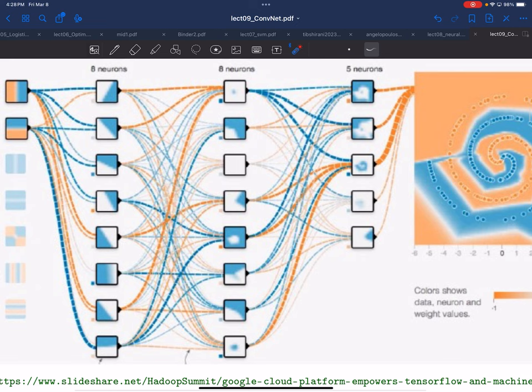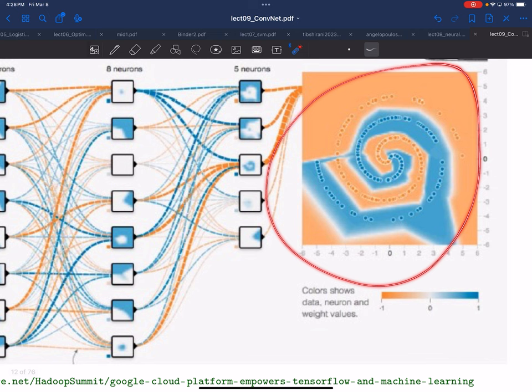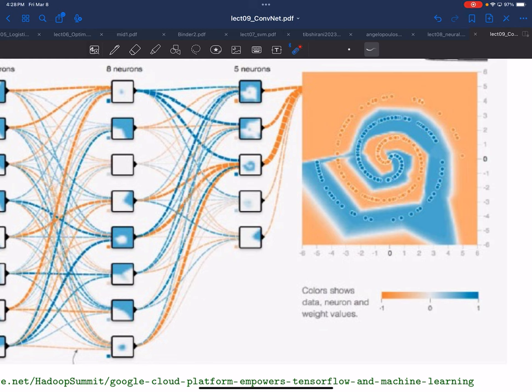But then the next hidden layer is combining these shapes, which are no longer simple half spaces, they're more complicated, and it combines them to do even more interesting things. And finally, those are combined to get this final decision region, which is complicated enough to do quite a good job on the training data.